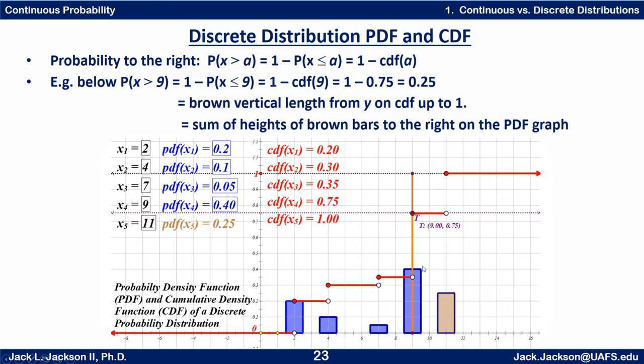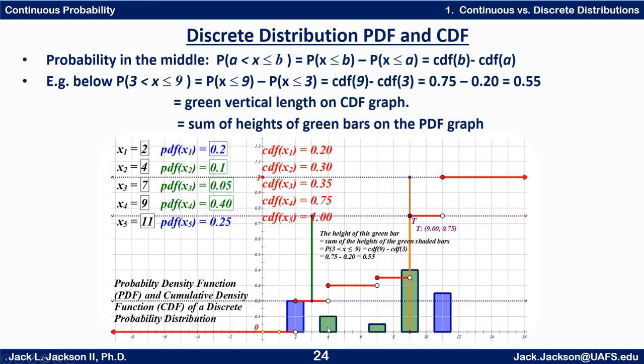So notice you can see cumulative probabilities, or probabilities in general, as vertical distances on the CDF graph. This orange distance from here to here, which is the Y value on the CDF, is the cumulative probability, or the probability to the left, including this one. And if we want the probability to the right, not including this bar, then that's going to be the height of this brown part right here, which is actually the same as the height of this bar right here.